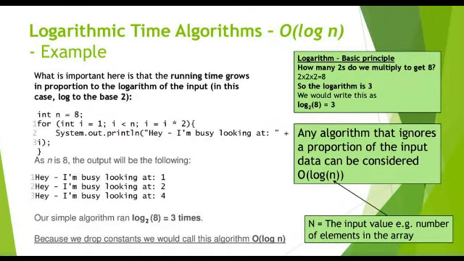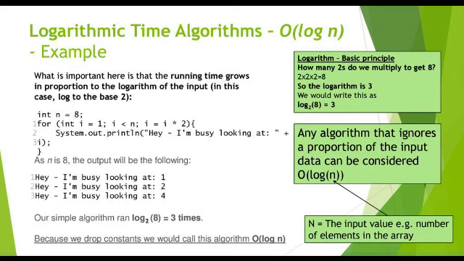Logarithmic time algorithms, O(log N) example. Logarithm basic principle: how many 2s do we multiply to get 8? 2 x 2 x 2 equals 8, so the logarithm is 3. We would write this as log2 8 = 3. What is important here is that the running time grows in proportion to the logarithm of the input, in this case, log to the base 2. Any algorithm that ignores a proportion of the input data can be considered O(log N).